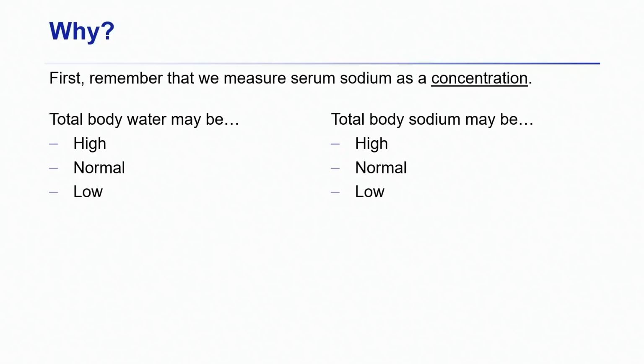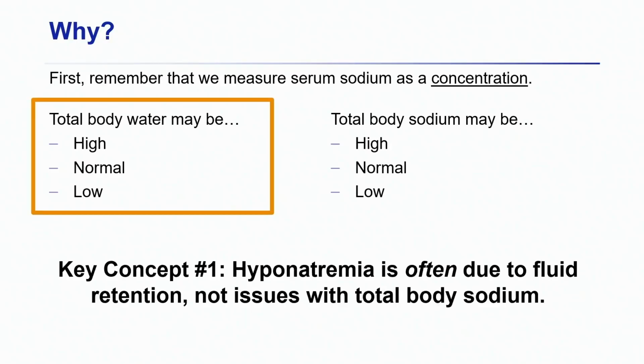Okay, so why is that? The first thing we need to remember is that we measure serum sodium as a concentration. And so, with that in mind, the patient's total body water could be high, low, normal. The patient's total body sodium could be high, low, normal. What we care the most about, though, is probably the patient's total body water, right? Like 9 times out of 10, hyponatremia is going to be due to fluid retention, not necessarily problems with total body sodium. I say often because there are exceptions to this.